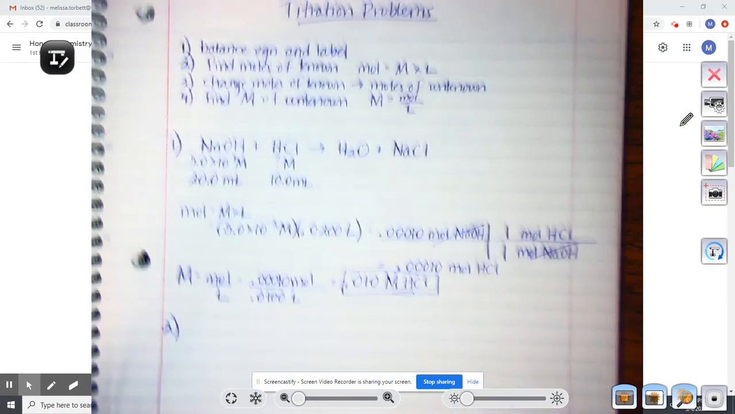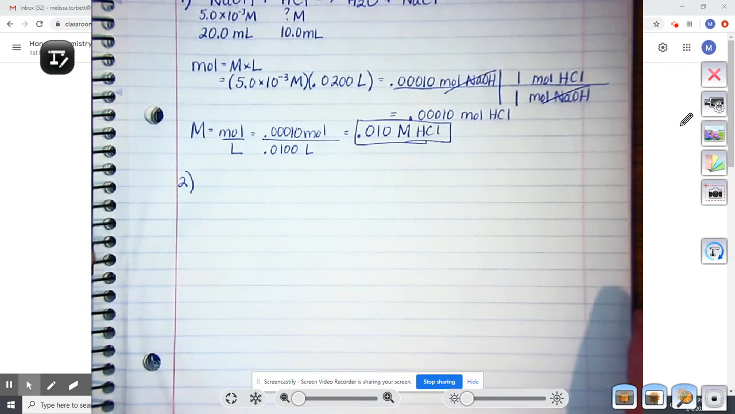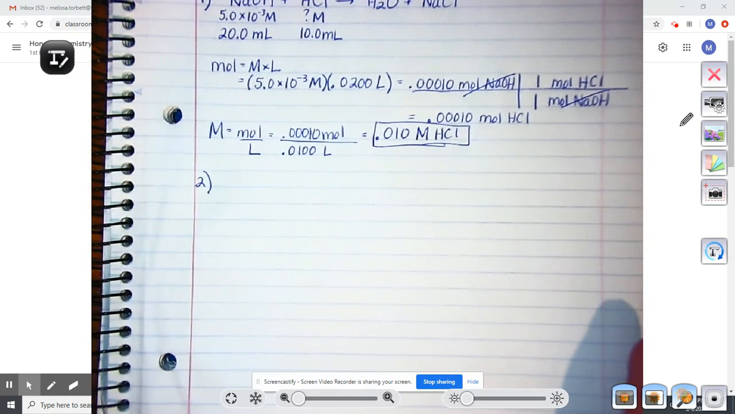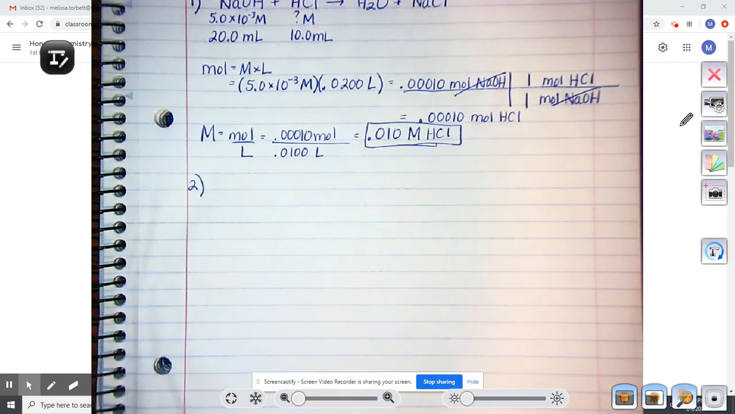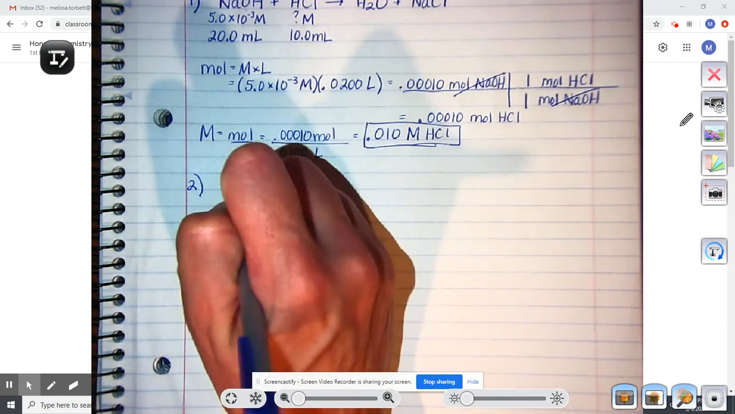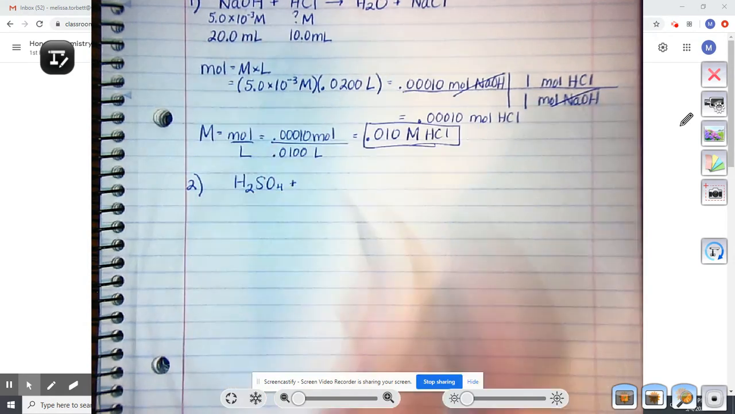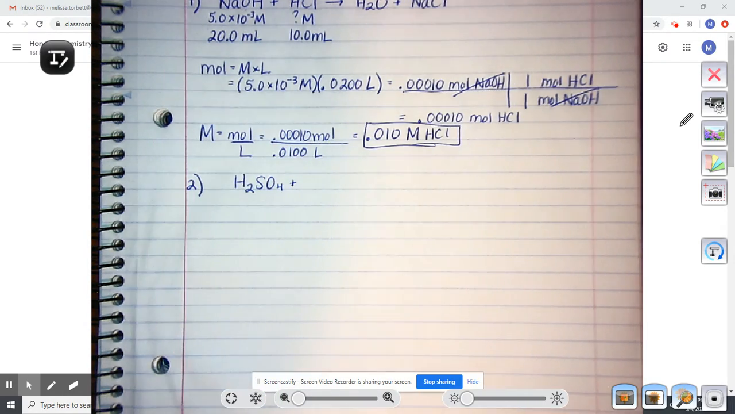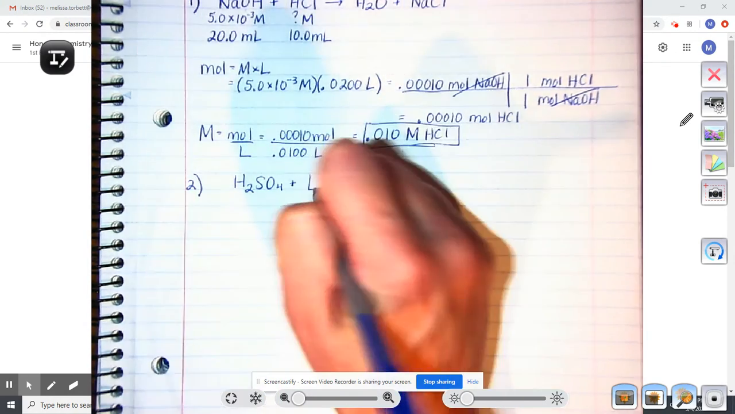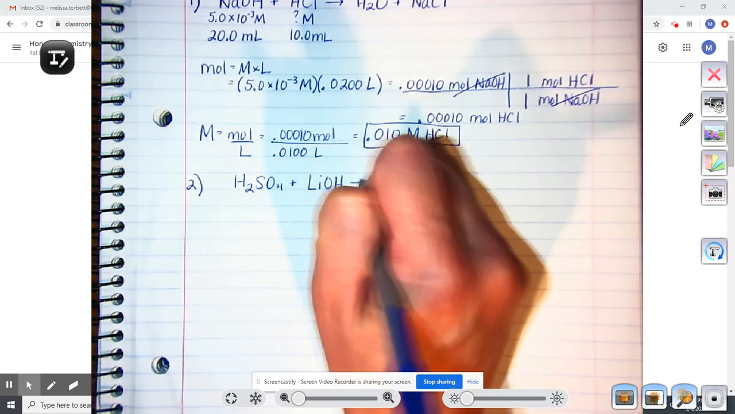Okay, I know that my steps are way up here, but I got to scoot it up so I can actually write on it. So I'll go through the steps again as we go through the problem. Okay, here we go. So in this equation or this reaction, we have H2SO4, which is sulfuric acid, and it's going to be titrated with lithium hydroxide.